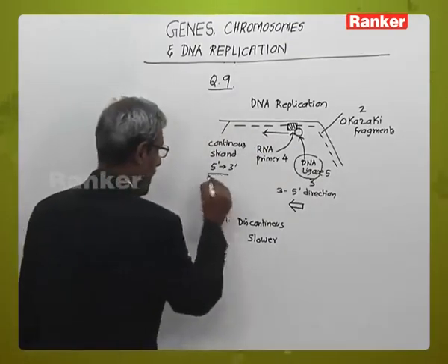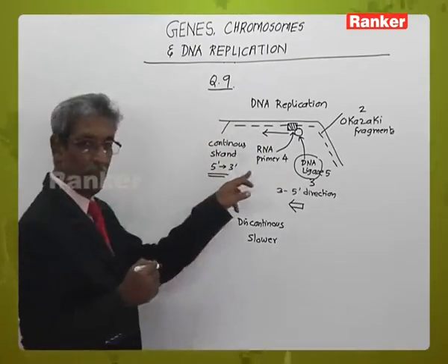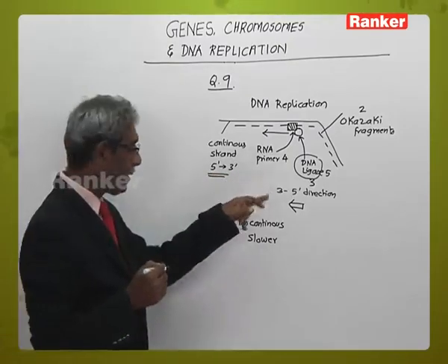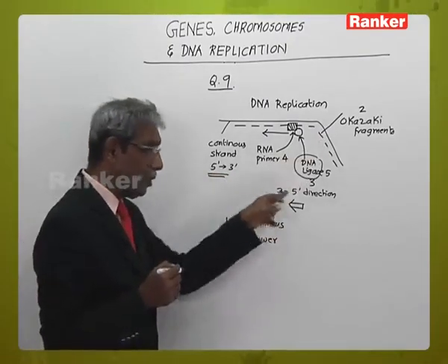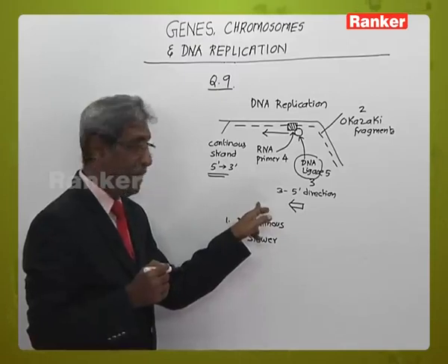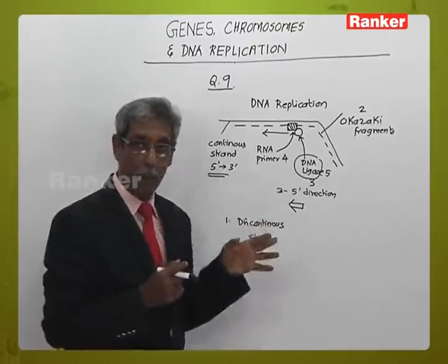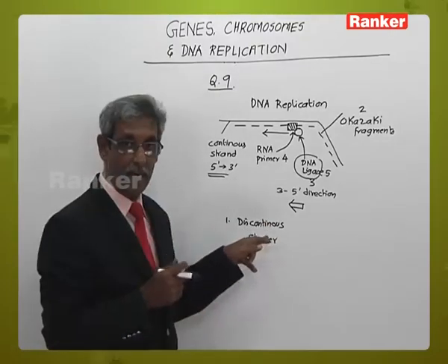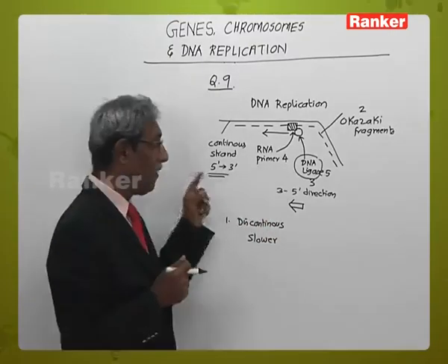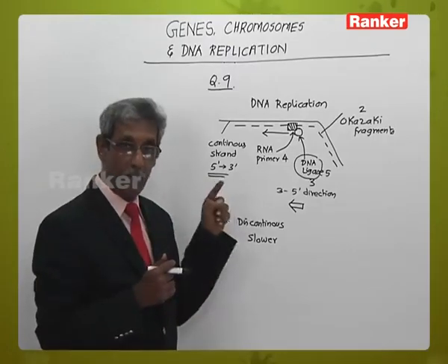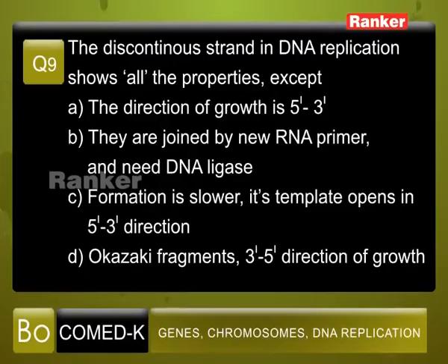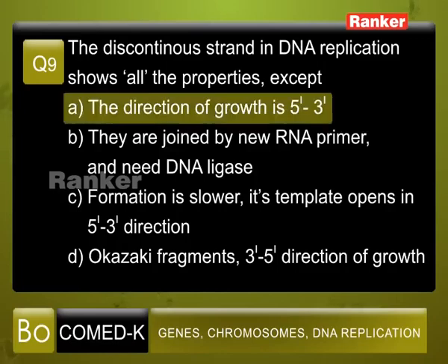The continuous strand acts as a template and it moves from the 5' to 3' direction, whereas the Okazaki fragments grow in the direction of 3' to 5'. So, all the statements A, B, C and D are related to the properties of the discontinuous strand. Hence, the direction of growth in 5' to 3' direction, that is choice A, is the wrong statement and it is the right answer. Answer is A.